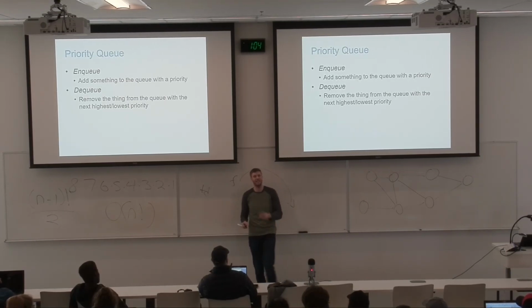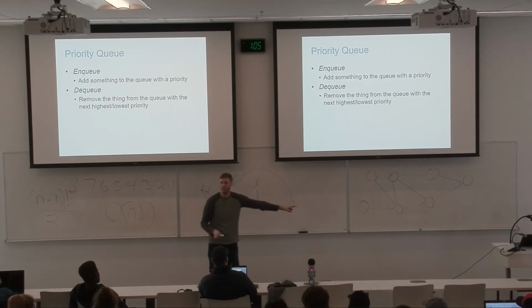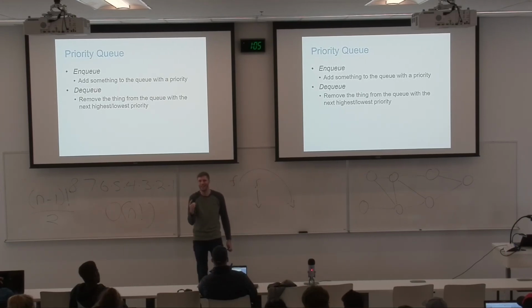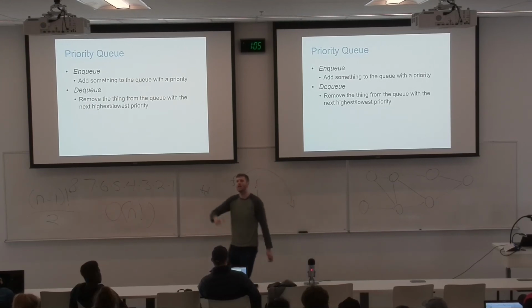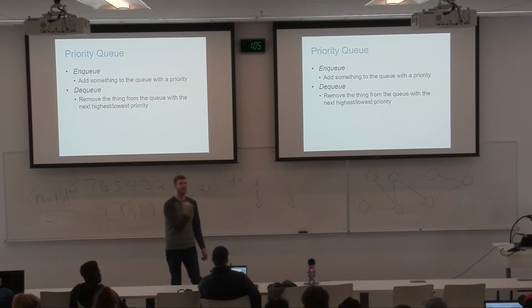Constant. It's constant because we have a pointer to the rear. If that's the case though, when I dequeue, I need to find the individual, the thing with the next priority. How long is that going to take? I have to do a linear search. Right? So if we implement it that way, enqueue is order 1, dequeue is order n.